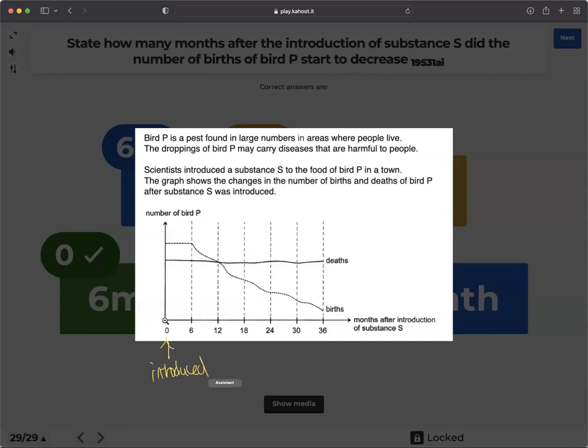Then at first, there's no change in the birth. So for 6 months, nothing happened. Only after 6 months, then you see the birth rate go down. Okay, so the answer will be 6. Understand so far?